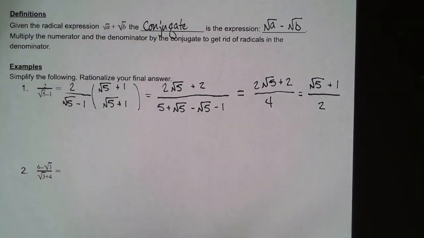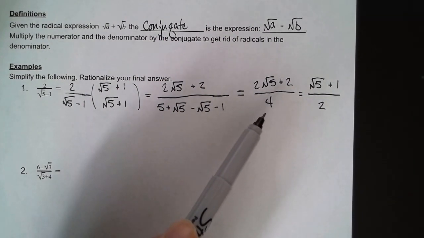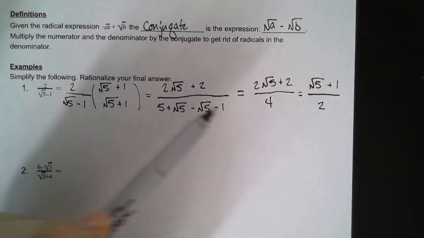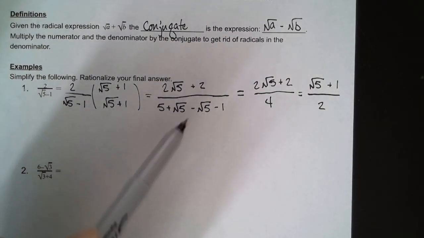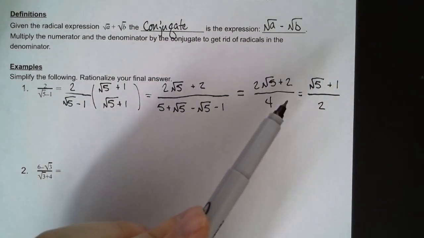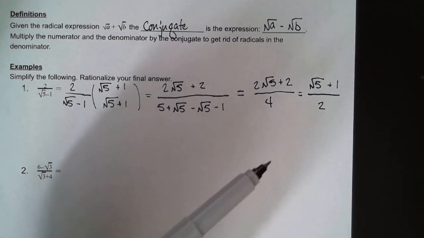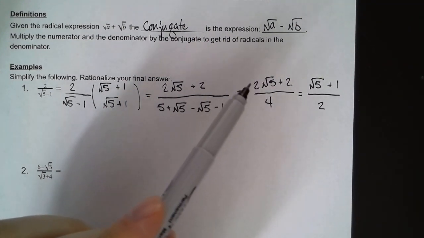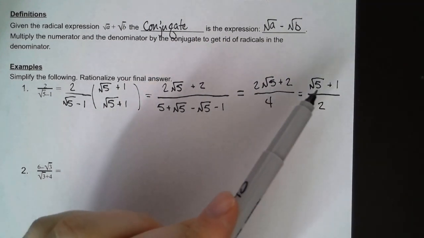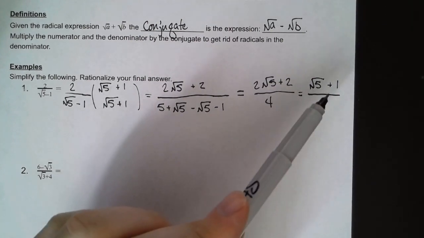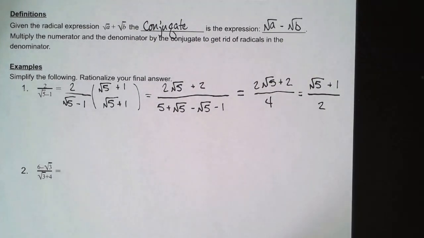So this is what the denominator should look like after it's been simplified. 5 minus 1 is 4. These cancel each other out. And then we can simplify this even further. Every term here can be divided by 2. So we can factor out a factor of 2 from all of this. And we end up with just root 5 plus 1 over 2. Okay.